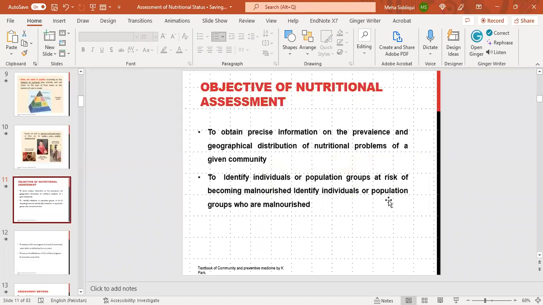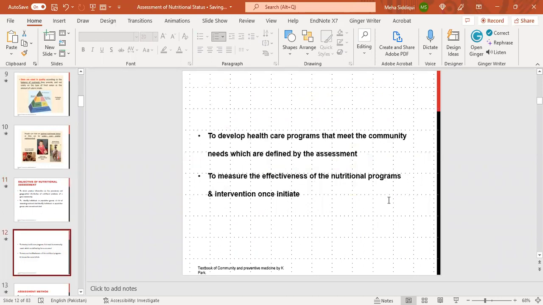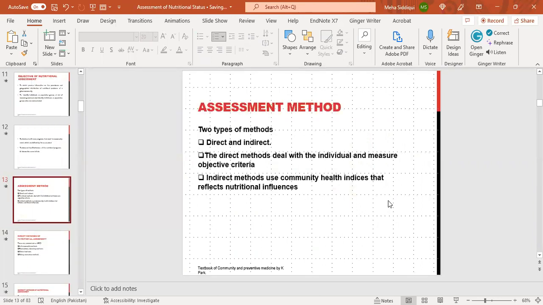Objectives of nutritional assessment: to obtain precise information on the prevalence and geographic distribution of nutritional problems of a given community; to identify individuals or population groups at risk of becoming malnourished; to identify individuals or population groups who are malnourished; to develop healthcare programs that meet the community needs which are defined by the assessment; and to measure the effectiveness of the nutritional programs and interventions once initiated.